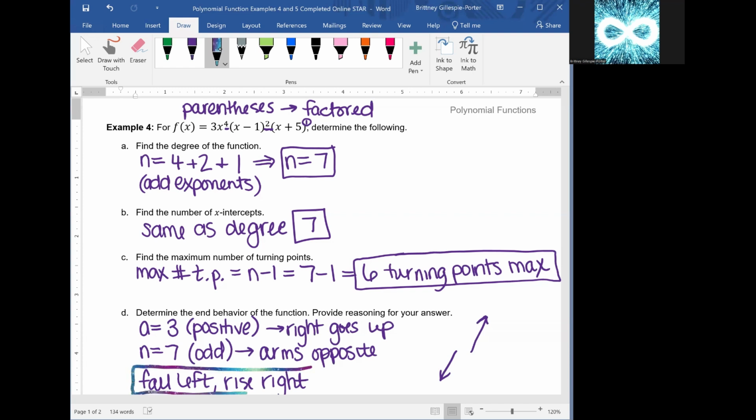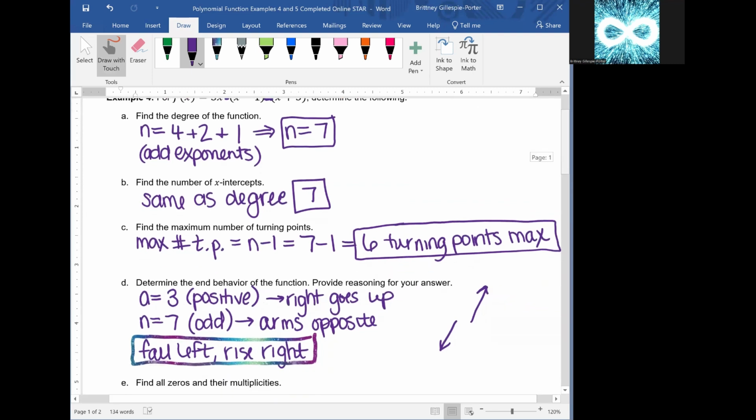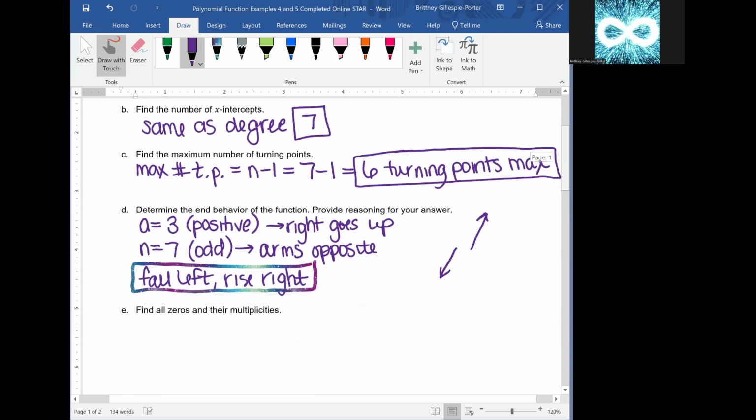So start with identifying whether a is positive or negative. That tells you what the right side does. Negative goes down, positive goes up. And then use whether your degree is even or odd to find out what happens on the left.